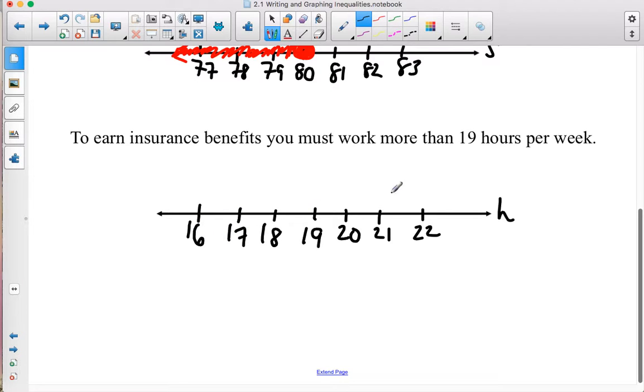It says I need to work more than 19 hours. So I'm going to put my circle around 19. That's my point of interest. I need to work greater than 19 hours, so I'm going to shade to the right. If I translated, it would have been hours needs to be greater than 19. Can I work 19 and earn the benefits? No. It says nothing about equaling 19. I need to work more than 19. If I work 19 hours, I will not have earned it. I need to work bigger than 19. So it's an example of graphing an inequality, even in a real-world scenario.